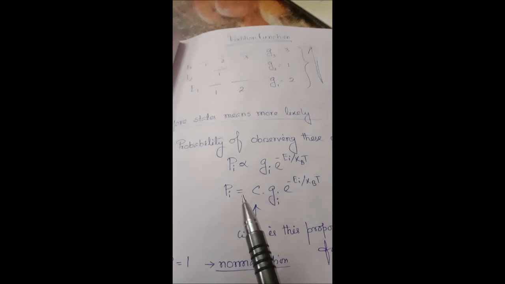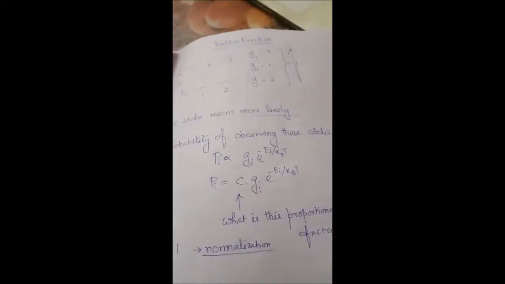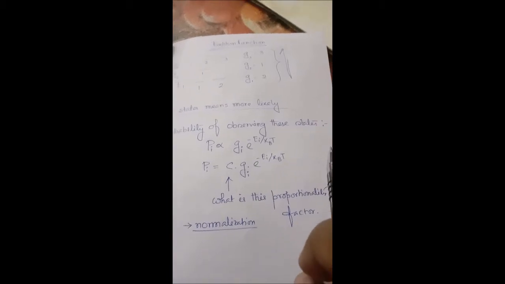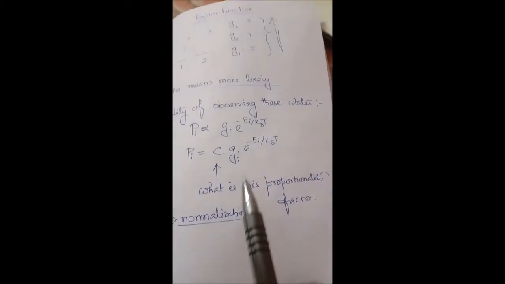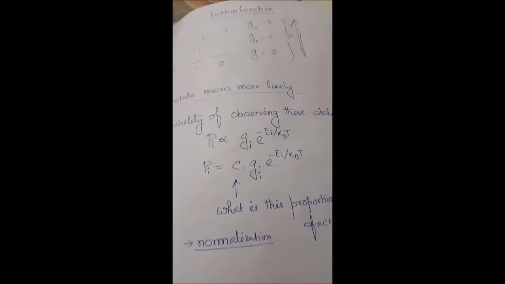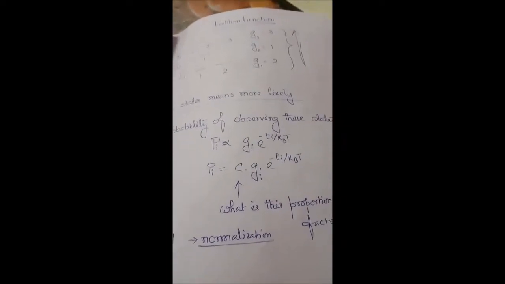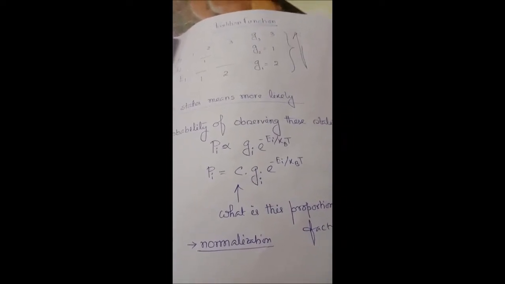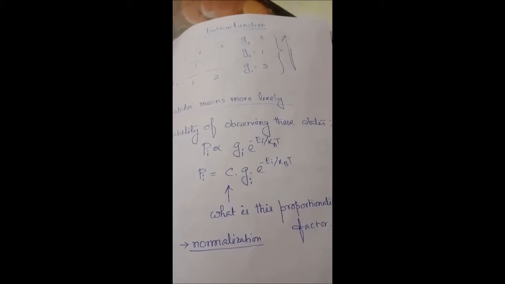If I want to avoid this proportionality sign, what we can do is put an equal sign and introduce a constant, C, which we take as the proportionality factor. So C is the proportionality factor. It means that Pi equals C into Gi exponential minus Ei by kBT.